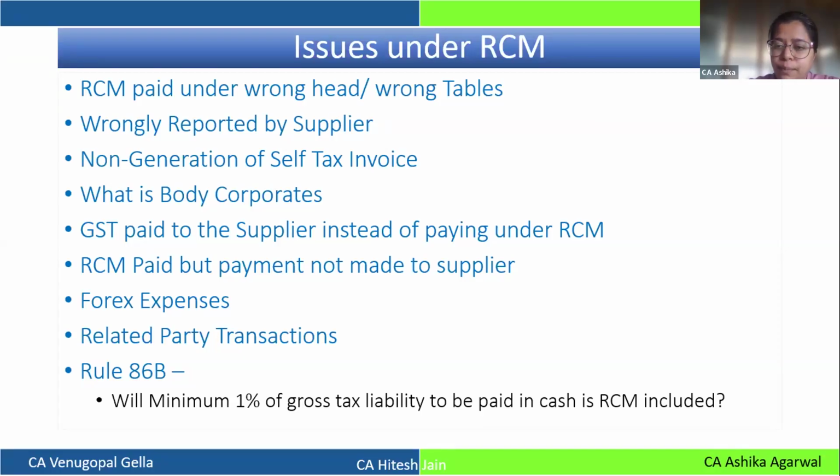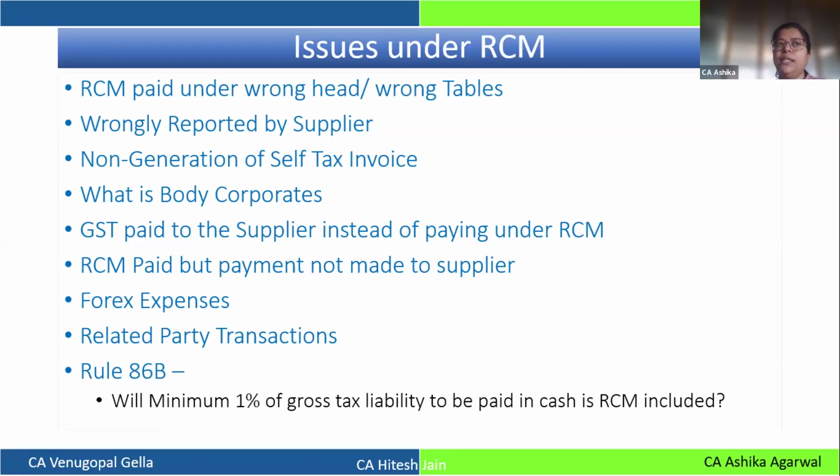Now, there may also be a case where my supplier has wrongly reported. Now, when I say supplier wrongly reported, it can be a case that the expense does not belong to me, still appearing in 2B.